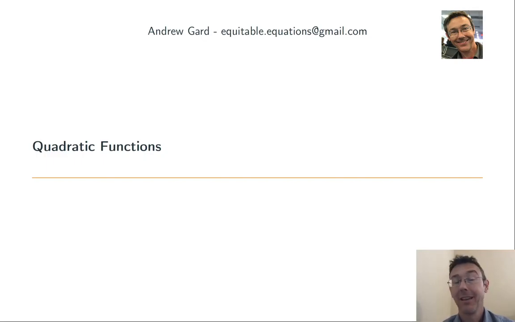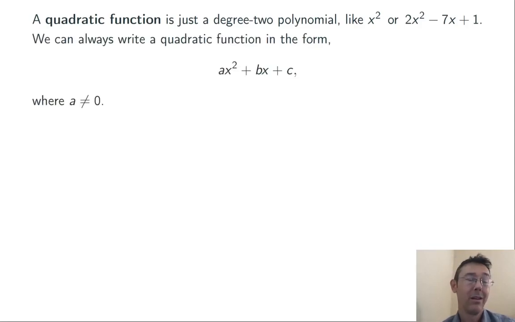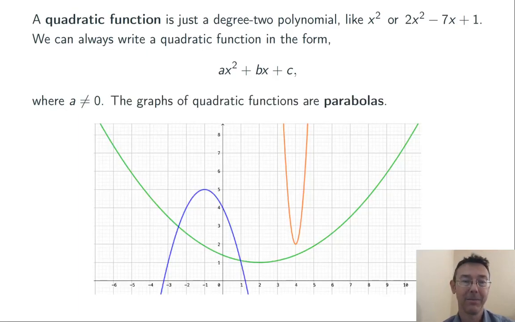Hey everybody. Today we're talking about quadratic functions. A quadratic function is just a degree 2 polynomial, something like x squared or 2x squared minus 7x plus 1. More generally, any quadratic is going to have this form, ax squared plus bx plus c, where a isn't equal to 0. We require that a is not 0 because if a were 0, we wouldn't have a degree 2 polynomial anymore. It would be linear or perhaps constant.